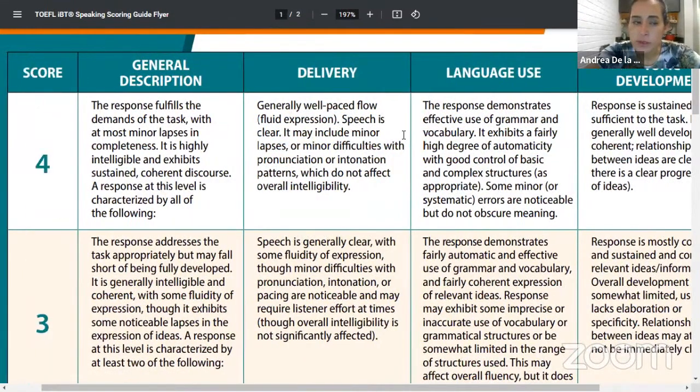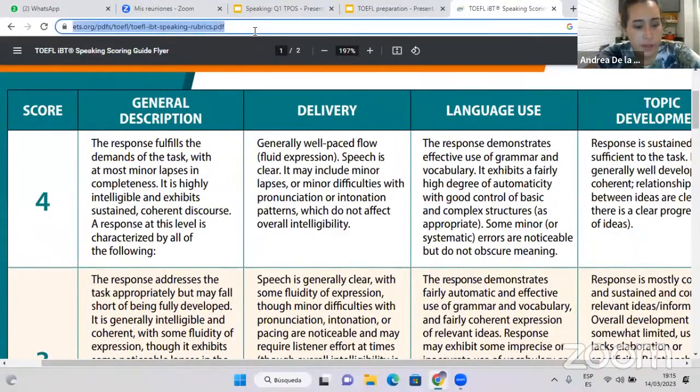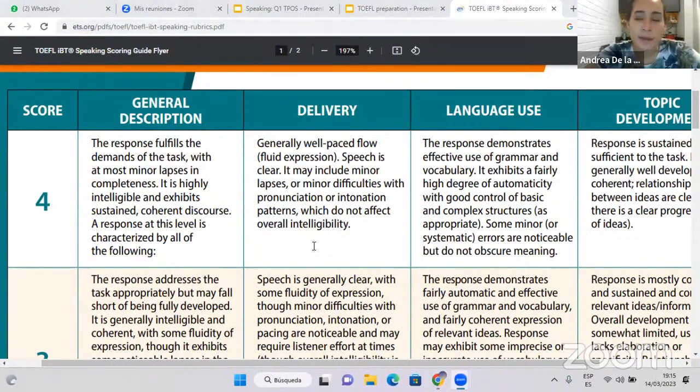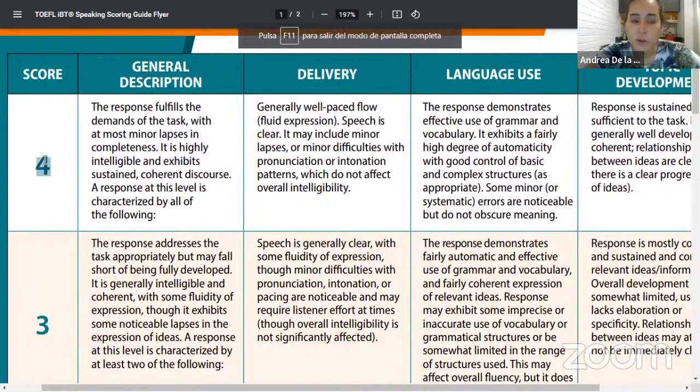Okay, thank you. And then they explain what exactly you need to have in all of the three categories that we described, right? Which were delivery, language use, and topic development. So if you want, you can take time to read this document. It's on the ETS website. And it will give you an idea of what they're expecting and what score you can get depending on what you do.